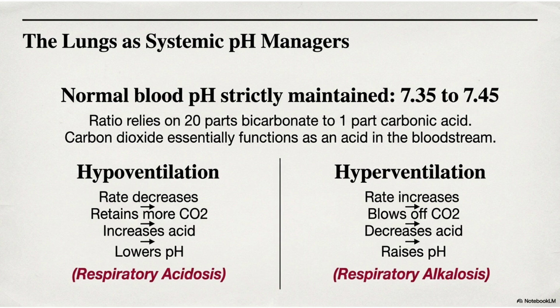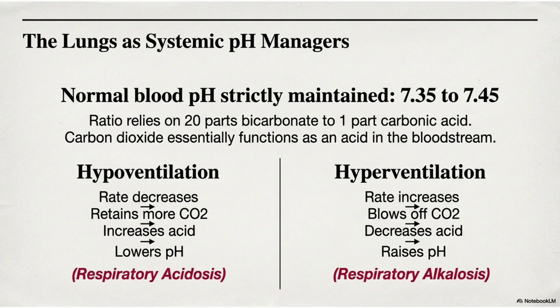So the lungs are the primary managers of the systemic pH. And how do they do this, right? They do this through gas exchange. By regulating the rate of breathing, the lungs control CO2 levels, which essentially function as an acid, right? So hypoventilation, when you're not ventilating enough, retains CO2, increasing the acid, which lowers pH, right? Because low pH is acidosis. So hypoventilation retains the CO2 and lowers the pH, which causes respiratory acidosis.